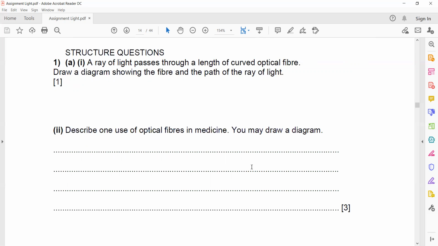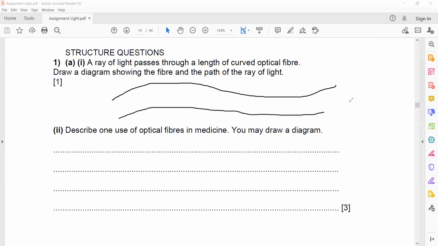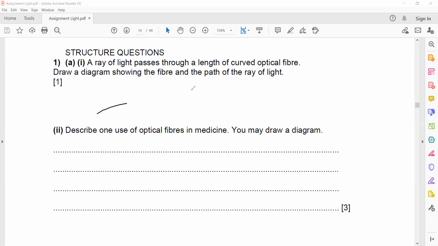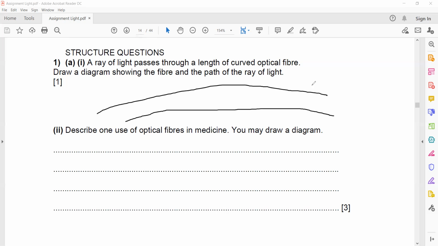A ray of light passing through a length of curved optical fiber or fiber optic. Draw a diagram, show the fiber and the path of the ray. So you have to draw a curved optical fiber. You can make one bend or you can make more than one bend. You can make it like this, or you can just make one curve, because you want to explain the idea of how it allows the light to pass through.